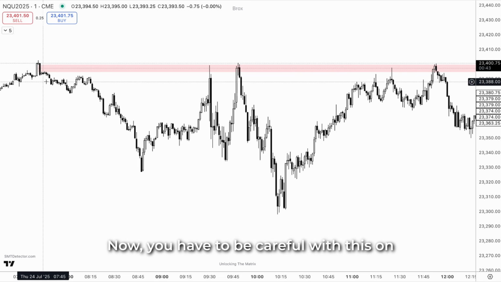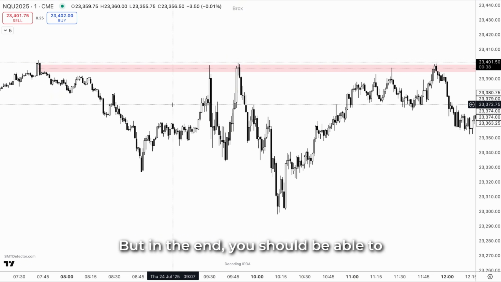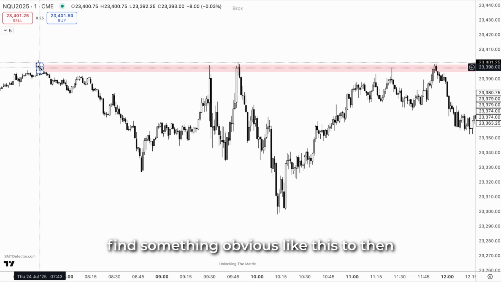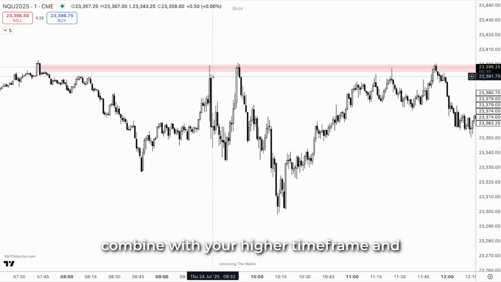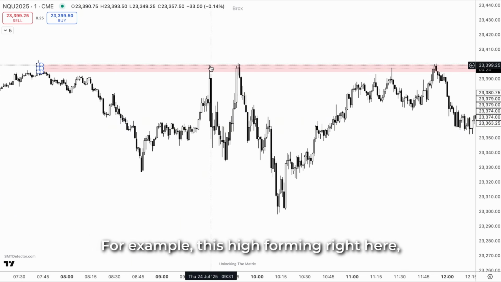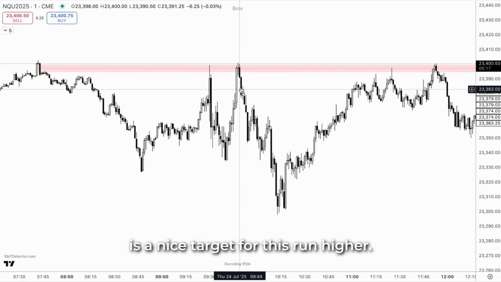Now you have to be careful with this on the 1 minute chart. Like I said, there's going to be a lot more of these, but in the end, you should be able to find something obvious like this to then combine with your higher time frame and decide what your point of interest or drawn liquidity is going to be. For example, this high forming right here, right next to this high, is a nice target for this run higher.